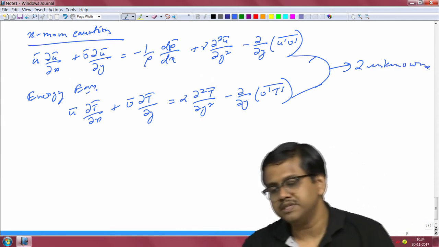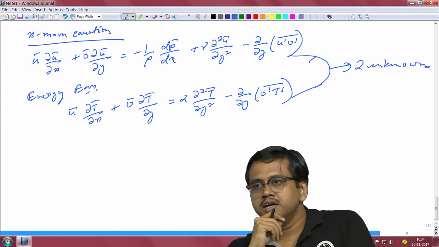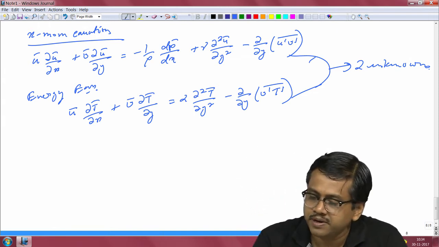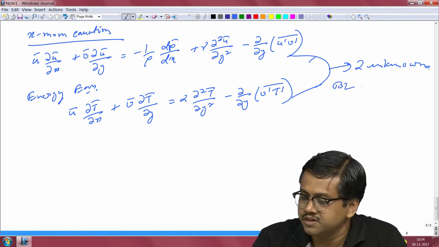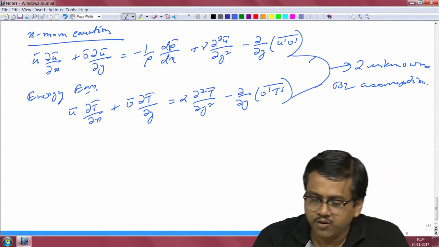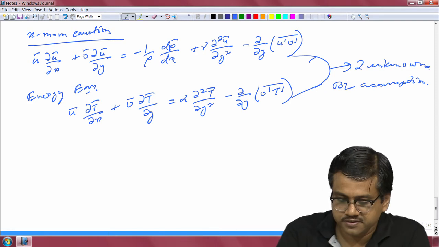We are doing it in a simplistic way, actually there are 6, okay, actually there are 9. So, we are reducing it to 2 unknowns basically depending on the boundary layer assumption. All this originates from the boundary layer assumption. Now, we can do a little bit of rearranging.